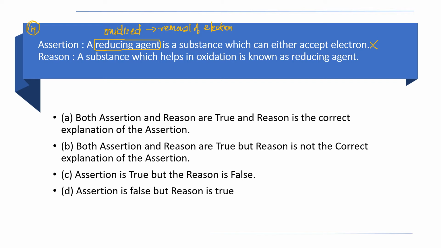Now let's check the reason. A substance which helps in oxidation is known as reducing agent. Okay, the substance that is oxidized. The substance which helps in oxidation is known as reducing agent. It is true. So the answer is: assertion is false, but reason is true. Option D. Assertion is false, but reason is true.